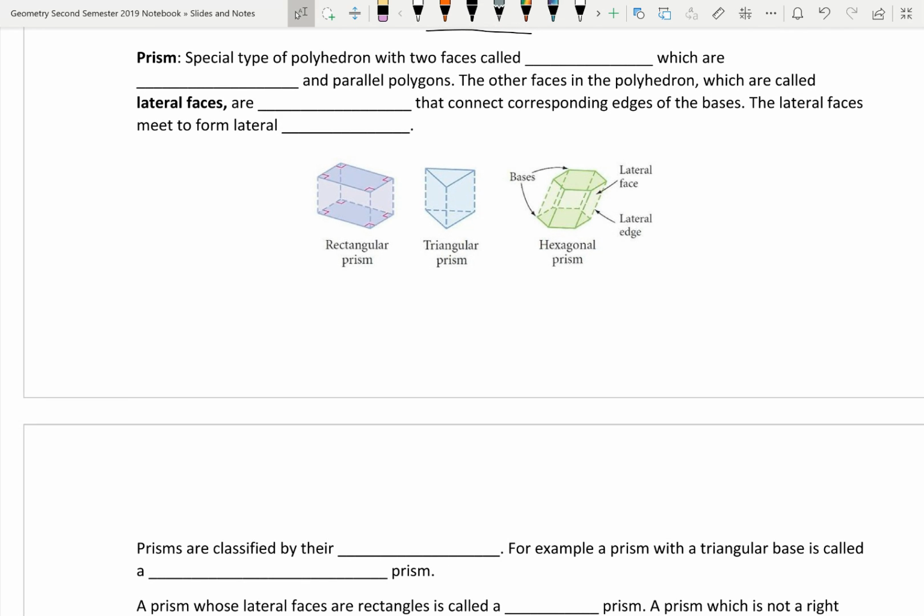A prism is a special type of polyhedron with 2 faces called bases, which are congruent and parallel polygons. The other faces in the polyhedron, which are called lateral faces, are faces that connect the corresponding edges of the bases. The lateral faces meet to form lateral edges, as shown here.